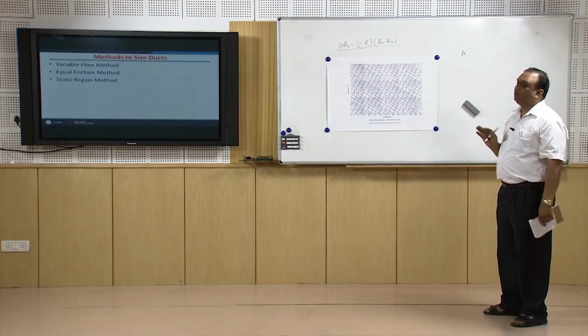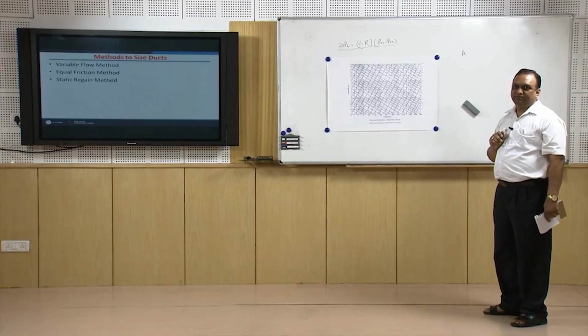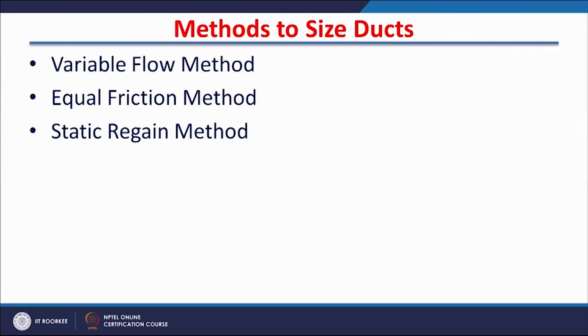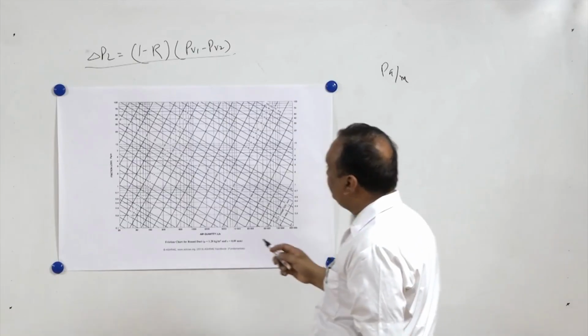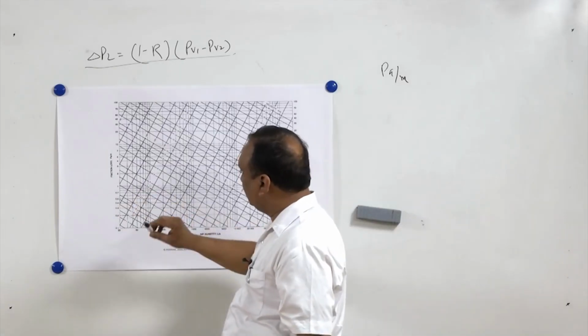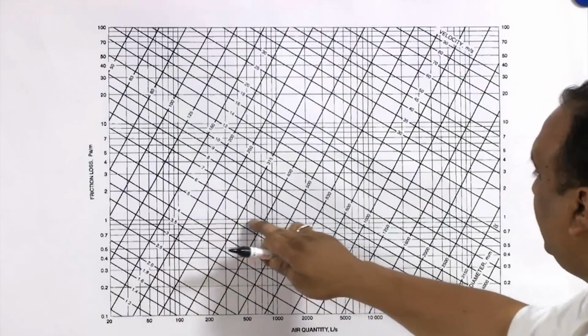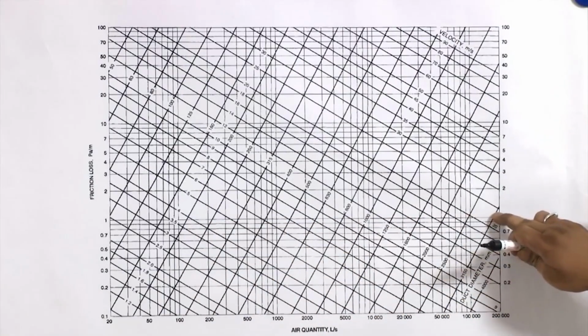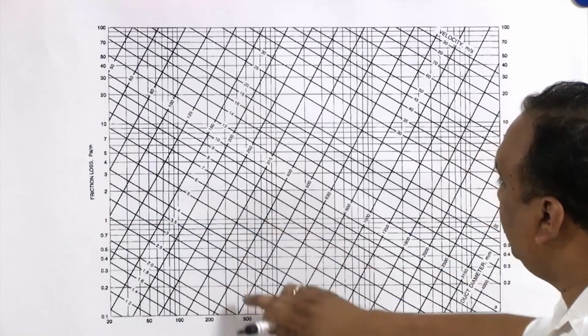Another method is the equal friction method. In the equal friction method, it is assumed that throughout the ductwork there is a constant pressure drop per meter length, Pascal per meter. It means, suppose I assume 1 Pascal per meter. So I will be following this line throughout the design of the duct, and for any discharge I can immediately find the diameter.